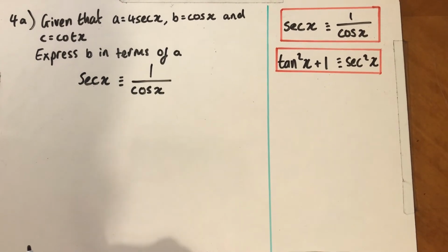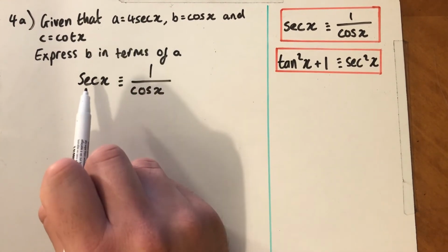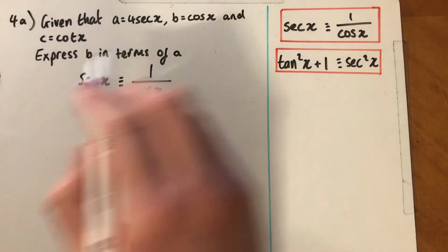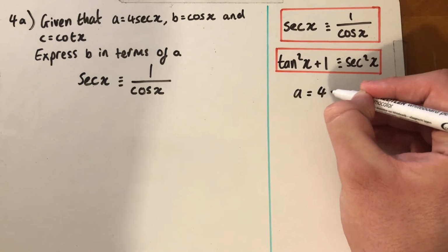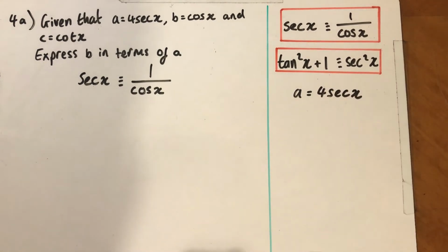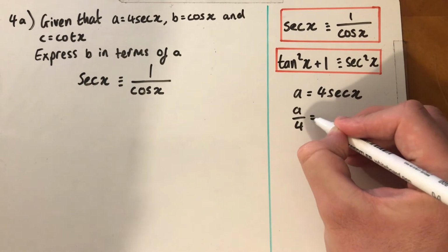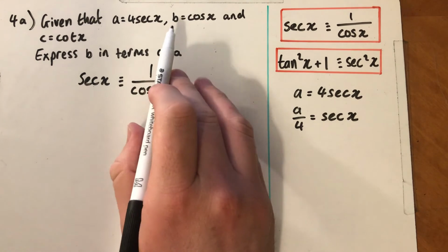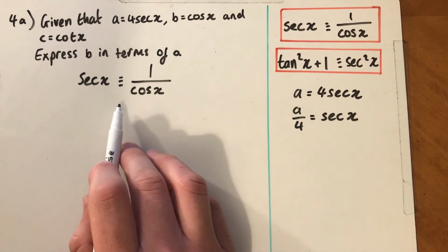Okay, so essentially what we're going to do is rearrange for sec x in this equation and substitute it into our identity, and do the same for b. So over here I'm going to write out this one again, a equals 4 sec x, and I'm going to rearrange to get sec x. I'm going to divide both sides by 4, and you should find that a over 4 is equal to sec x. And we know that b is equal to cos x, so I can simply substitute both of these into my identity.